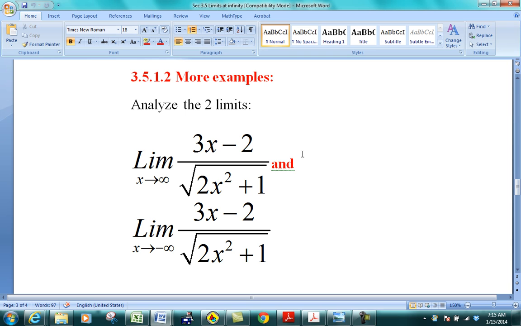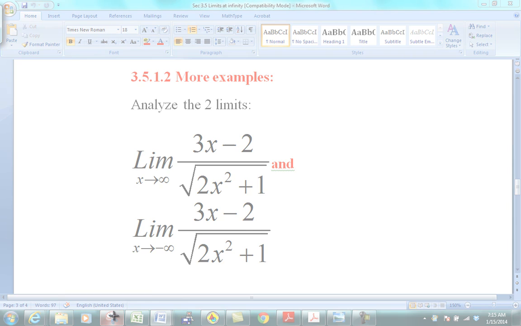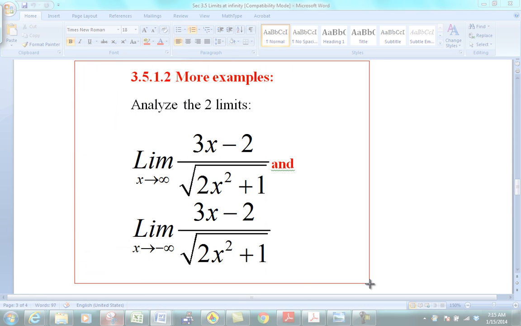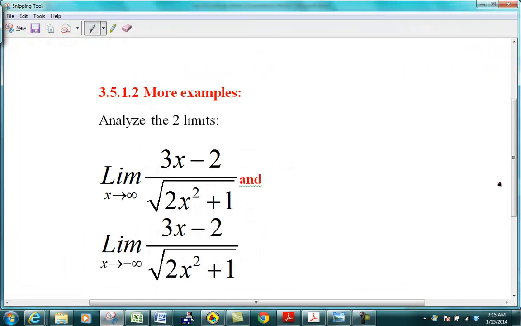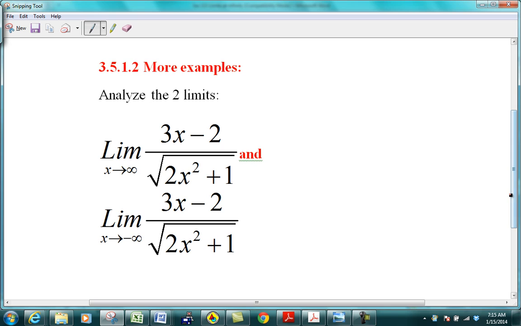Now two different examples. For these examples, there are no rules, but they can be done in a very different way. Let me explain how that's done.